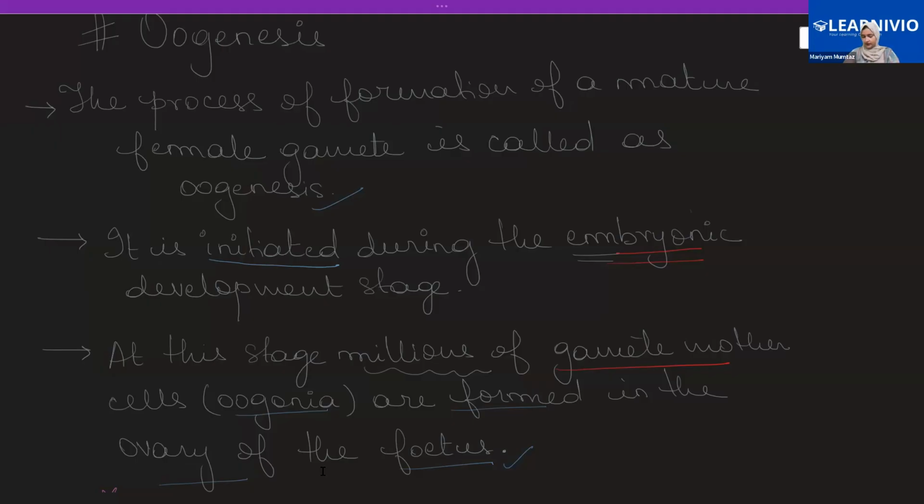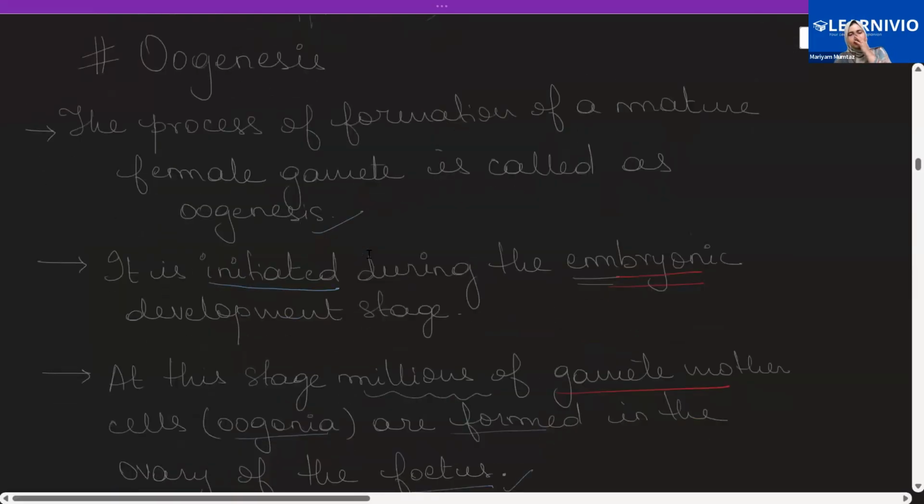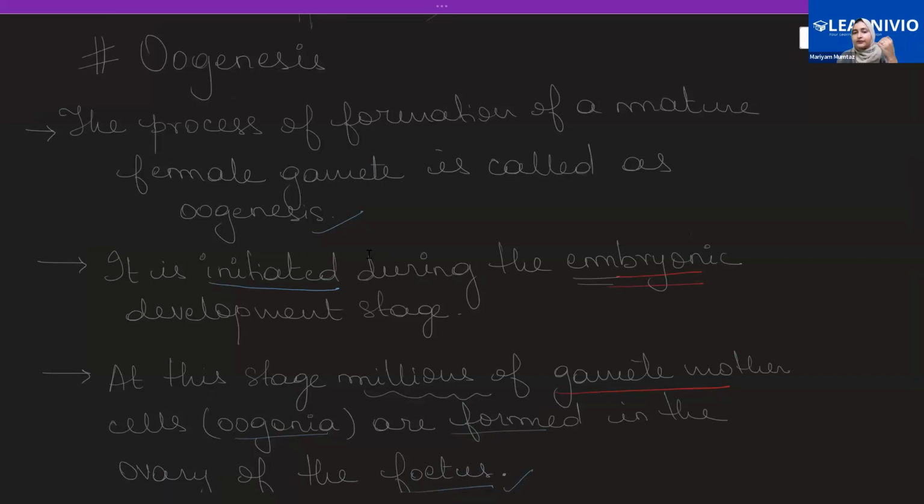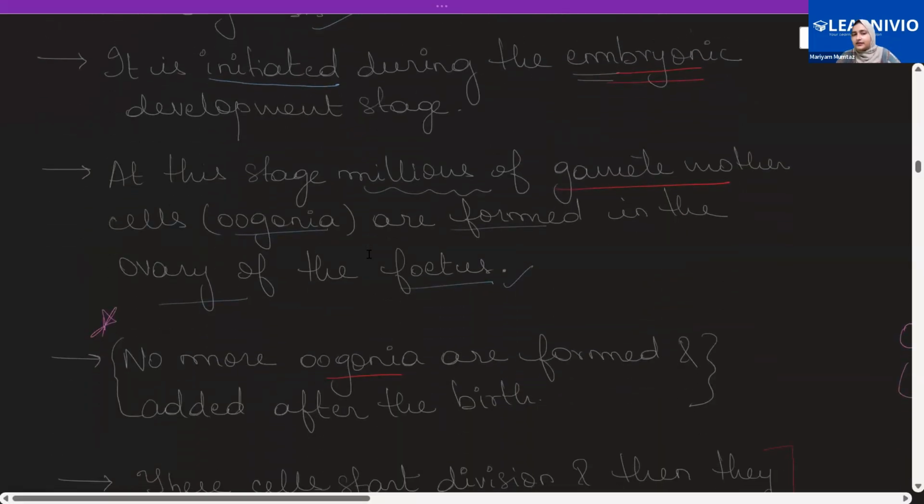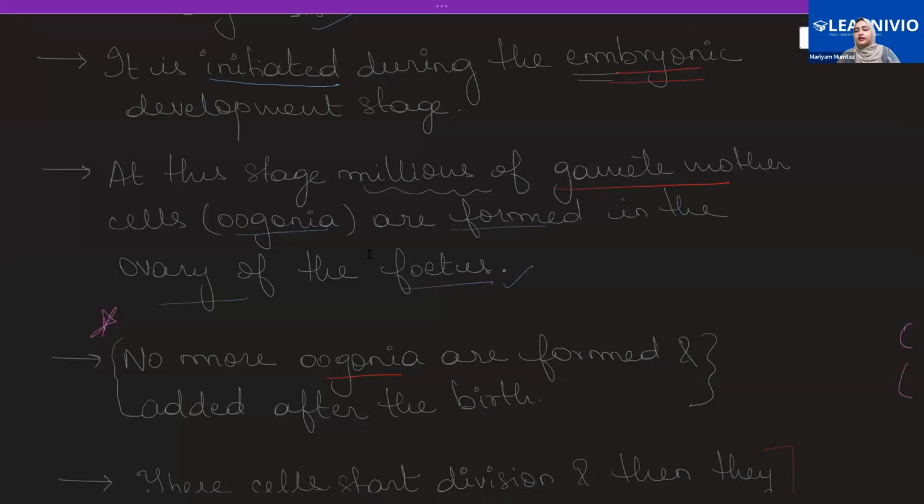Okay. So we were talking about the oogenesis, right? Now, oogenesis refers to the formation of the female gamete, which is the ovum, right? Now, when does it begin? It begins during the embryonic development itself, right? While the female is still a fetus, the process of oogenesis begins. At this stage, there are millions of gamete mother cells that we call oogonia, just like how spermatogonia were there. In the same way here, oogonia are formed within the ovary of the fetus.